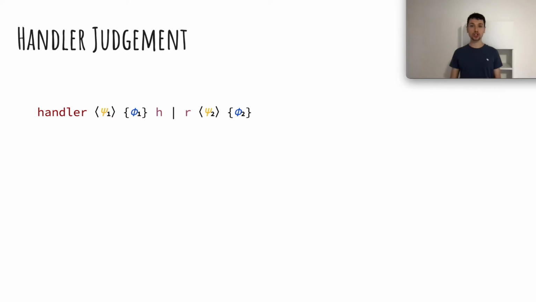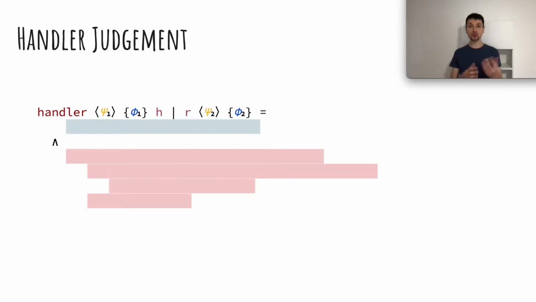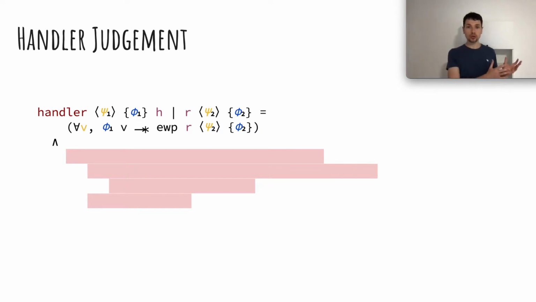The handler judgment is the conjunction of two propositions, one dealing with the return branch and the other dealing with the handler branch. For the return branch, it basically says that the return clause is safe to execute for every possible output of the program E. Moreover, the return clause can perform effects according to the protocol psi2.